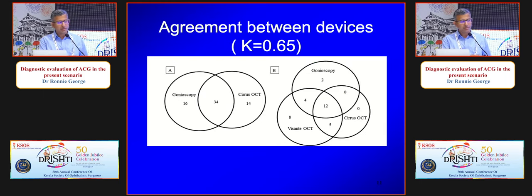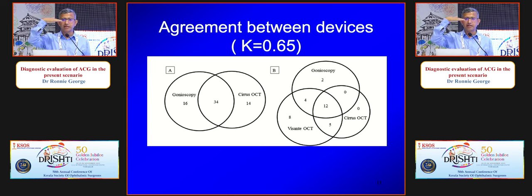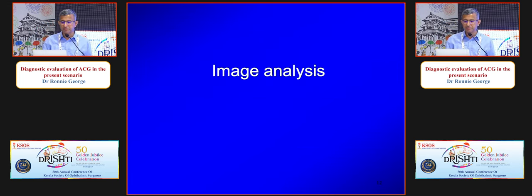What about agreement between the tests? If you look at the agreement between gonioscopy and OCT, we already spoke about it. But if you look at the agreement between Visante and Cirrus, you still don't get complete agreement. That's because these are all based on individual slices that you're taking. An angle closure based on a single slice, if you have a little iris bump there, might look narrow in one angle, but might look open in another slice. So that is the reason for this difference.